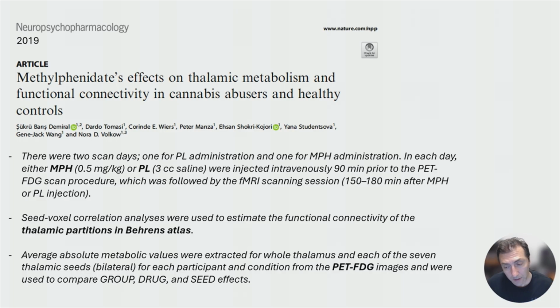The last study I want to talk about is the study that we conducted looking at thalamic metabolism and thalamic functional connectivity in cannabis abusers and healthy controls. In this analysis, we partitioned the thalamus by using Behrens' atlas, and we used methylphenidate and placebo orally, like the previous experiments I mentioned. However, this time we didn't use dopamine PET; we used PET FDG, looking at glucose metabolism.